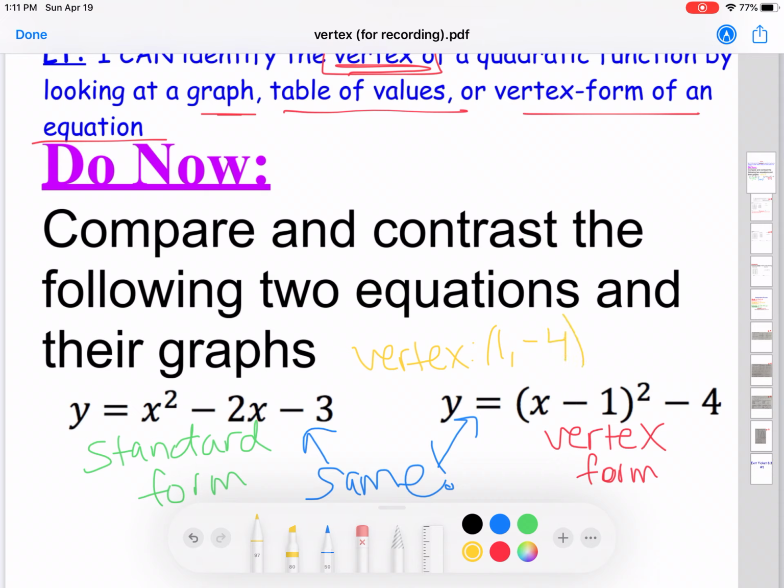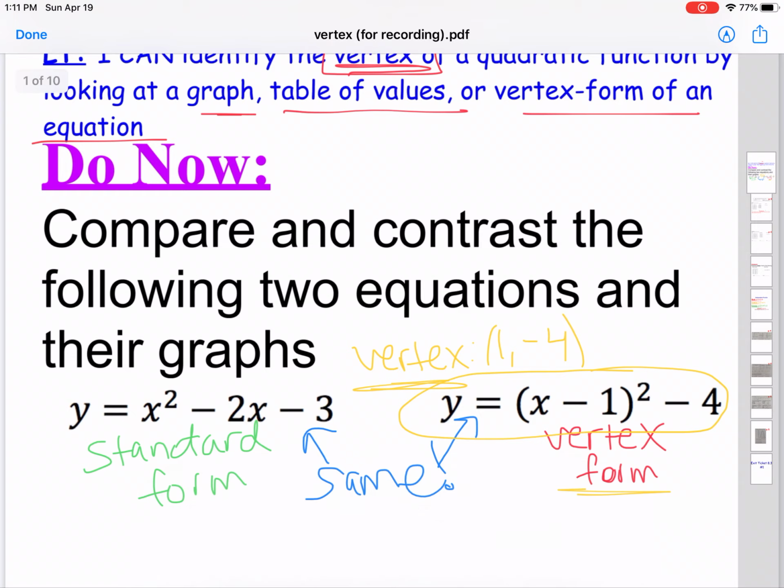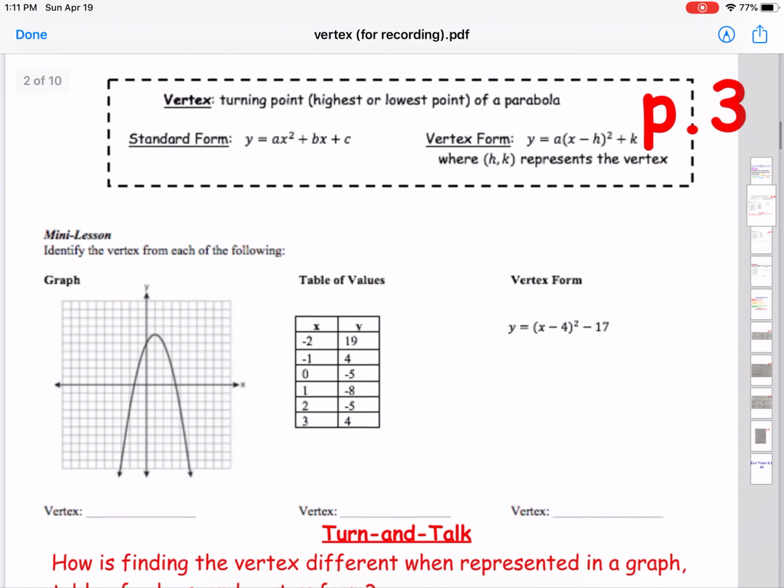Okay. So again, today we're going to be focusing on this key idea of vertex, and we're going to be looking at equations that are going to be written in this form right here, which is called our vertex form. So you should be going back into your packet about graphing quadratic equations. Today's lesson will be on page 3. So I'll give you a moment to pull that up.